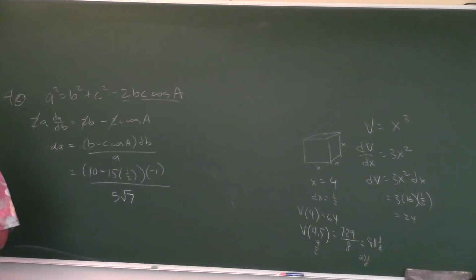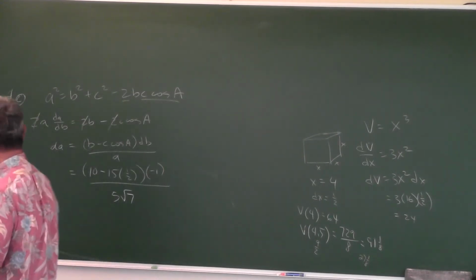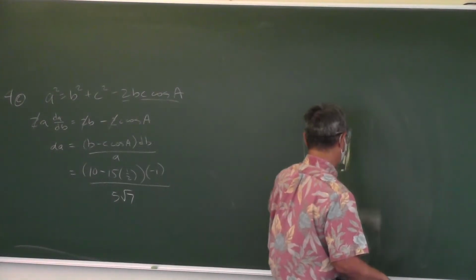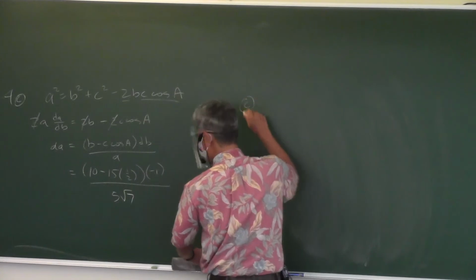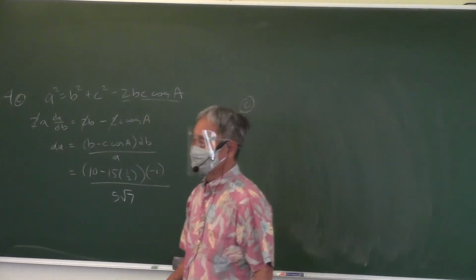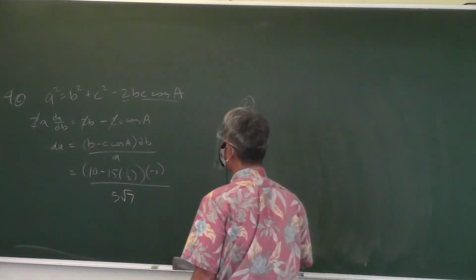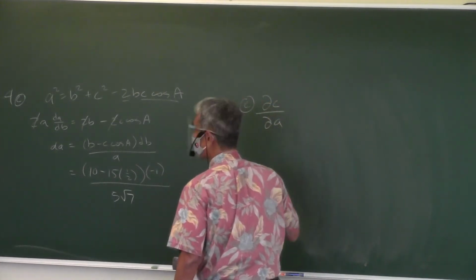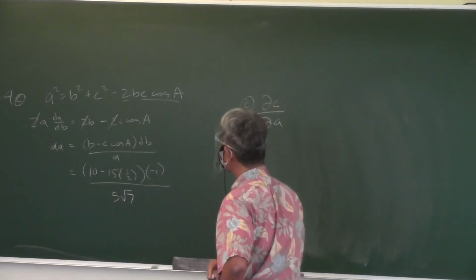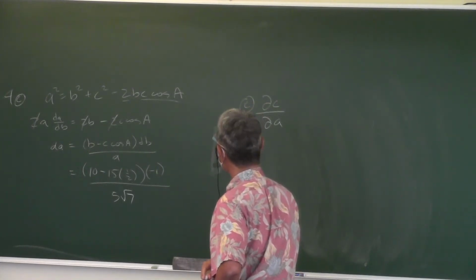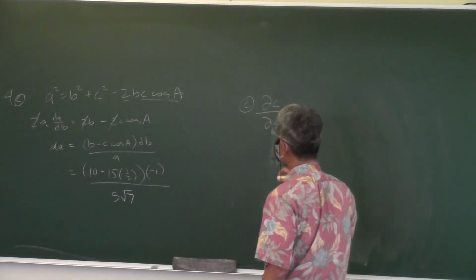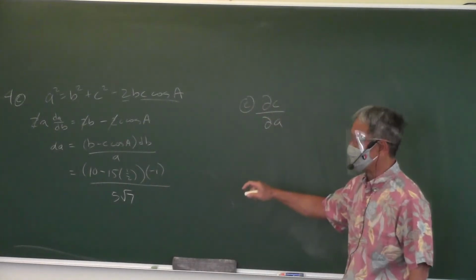These are called differentials. Okay, and then 4E. The other class requested this, 4E. Find the partial of C with respect to A. Now, how do we want to do this? Just do implicit differentiation? Yeah. Okay, so that means A is your independent variable. So who's going to do this? Whose turn is it? Hong, go.